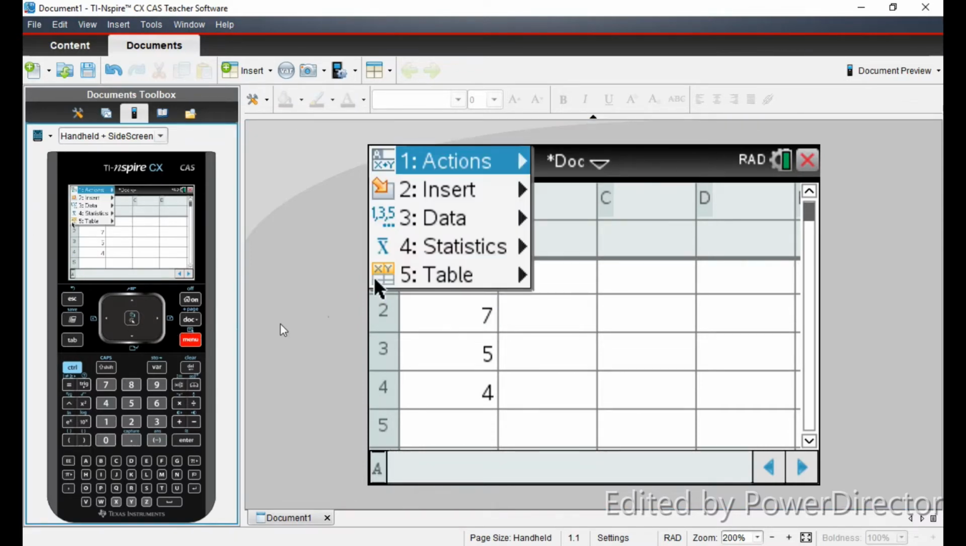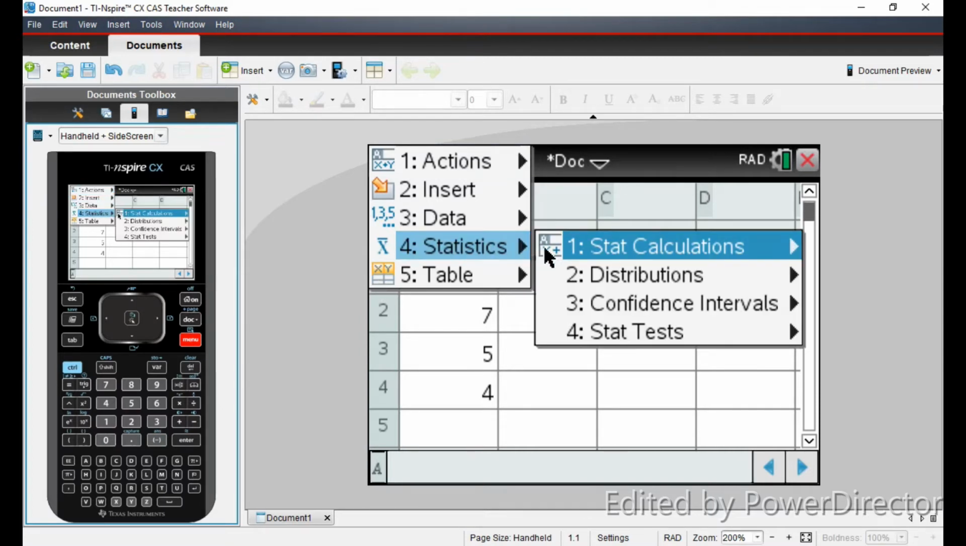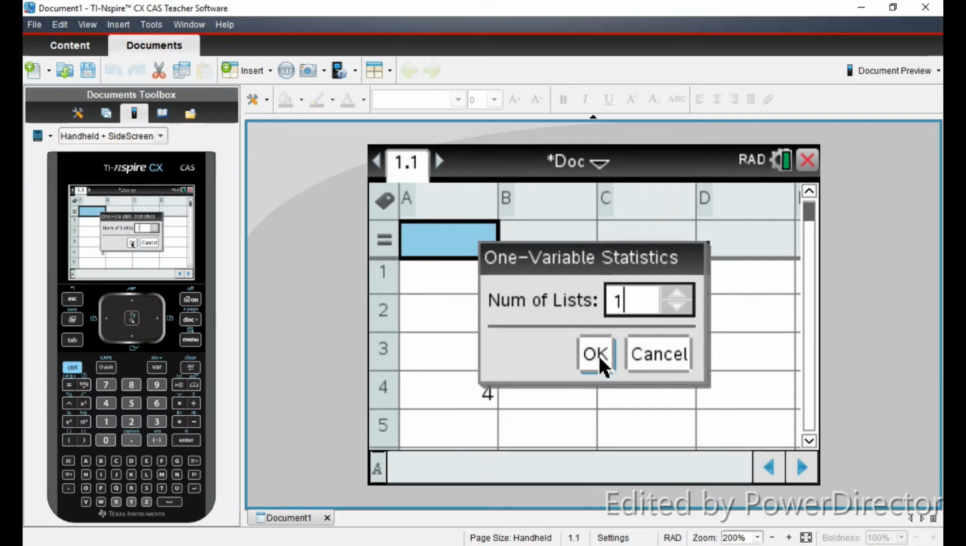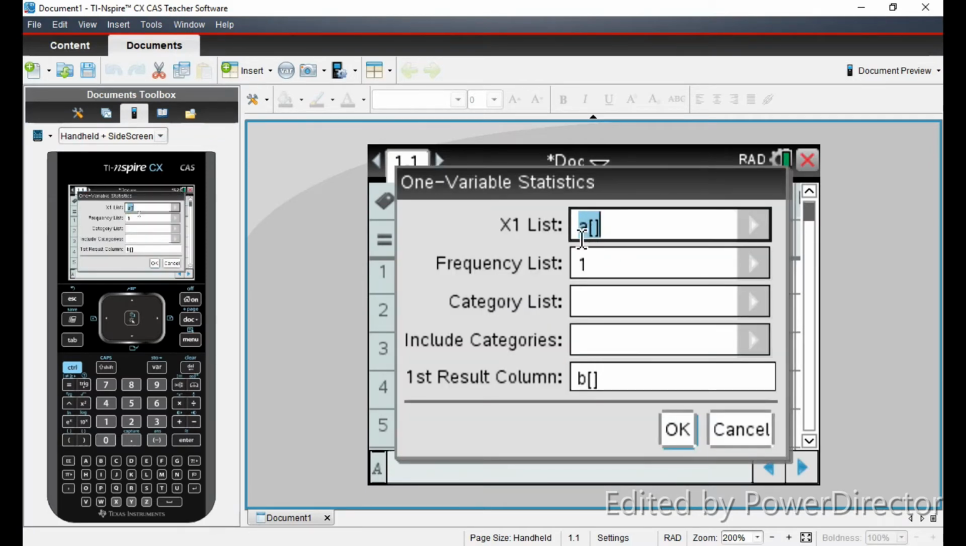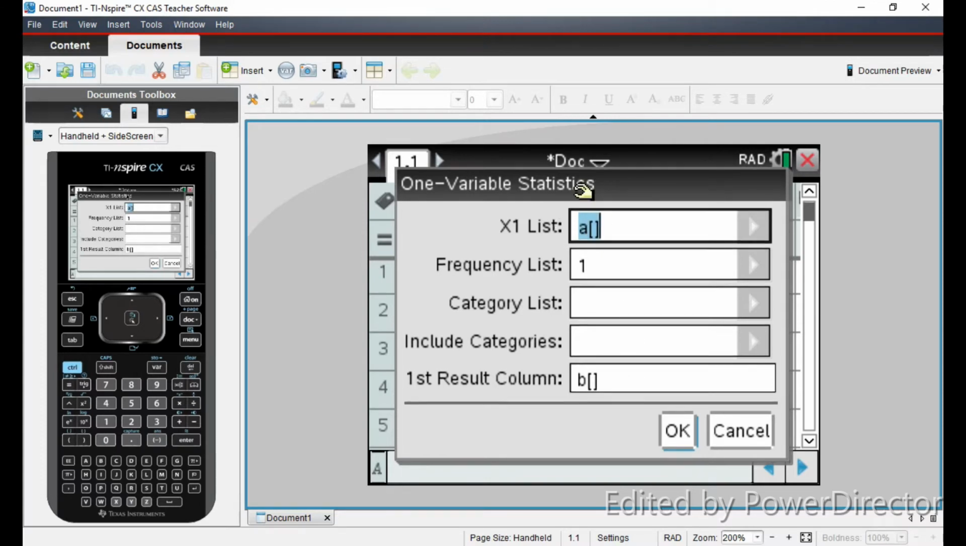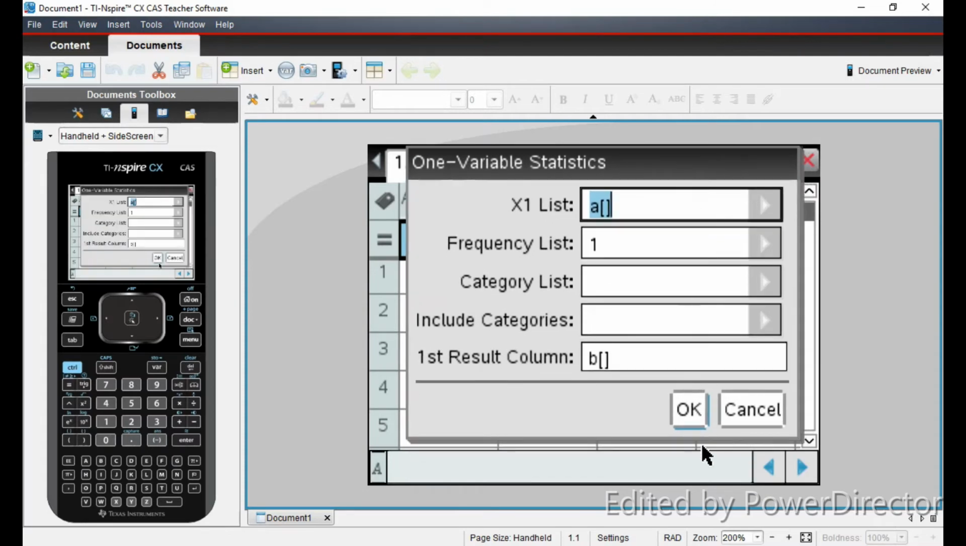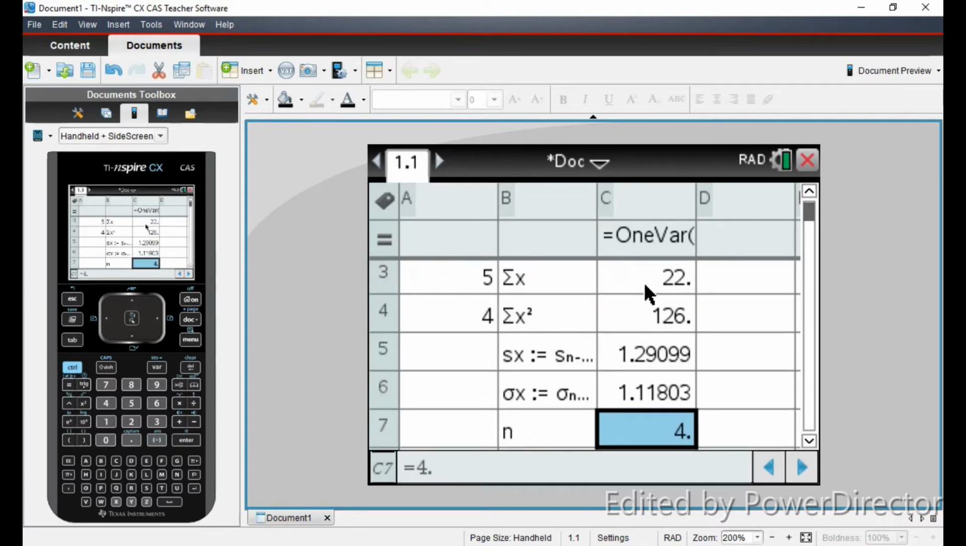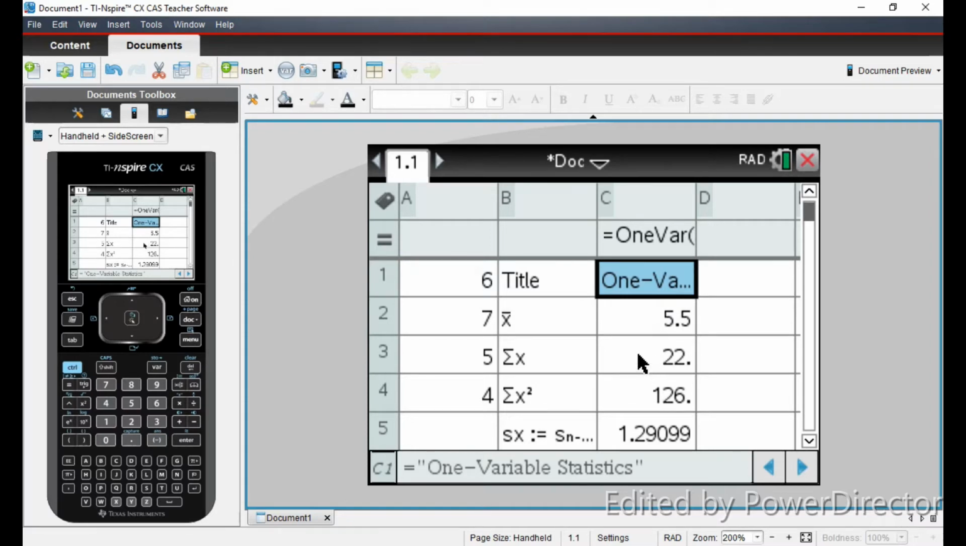Alright. So there's the statistics tab, and then statistics calculation, like one variable statistics. In my list one, and then I might have to put in... well, no, it did it for me. Never mind. So this is the one variable statistics from that list. The average is 5.5.